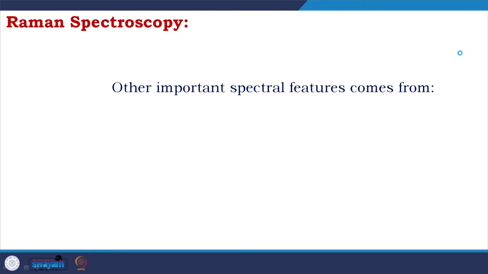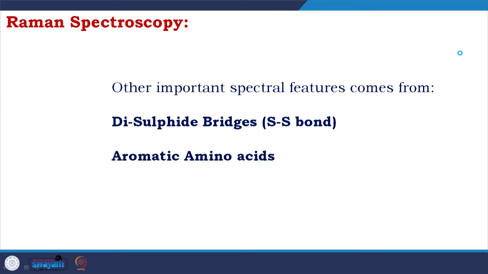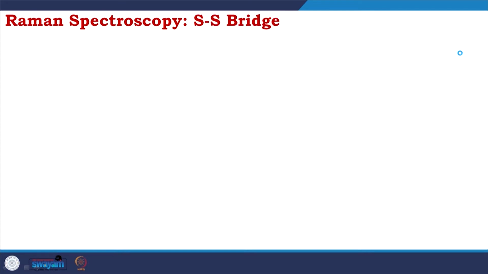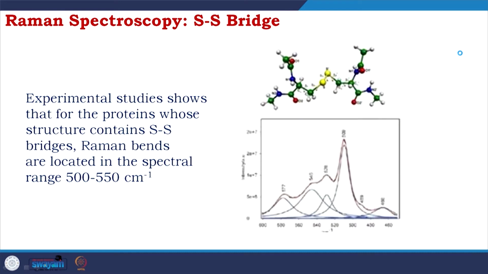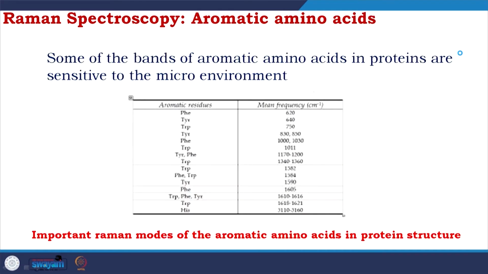Other important spectral features come from disulfide bridges, the SS bond, and the aromatic amino acids. Experimental studies show that for proteins whose structure contains SS bridges, Raman bands are located in the spectral range of 500 to 550 centimeter inverse. So, you will see the bands in the characteristic region.